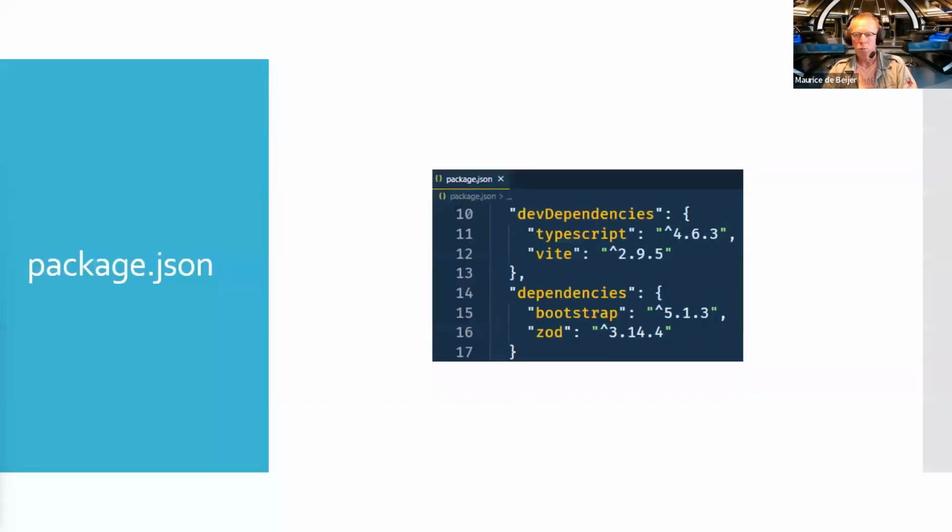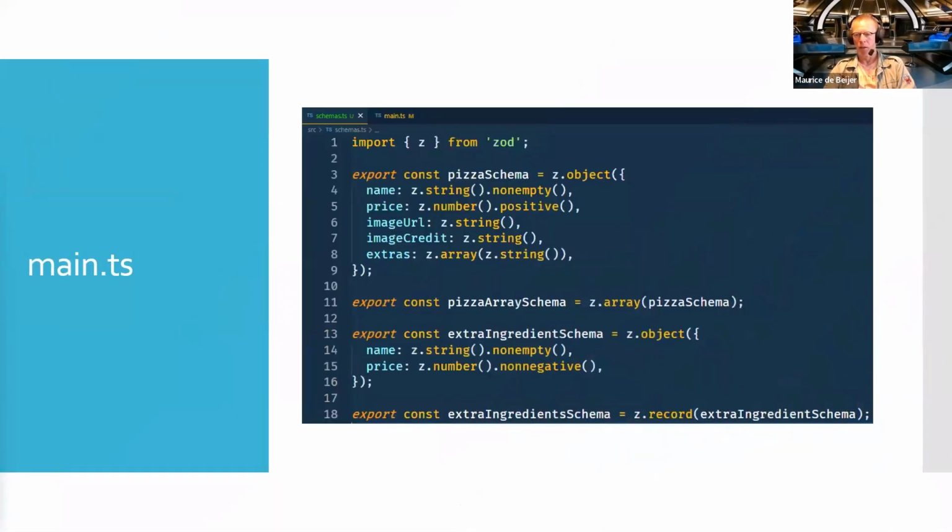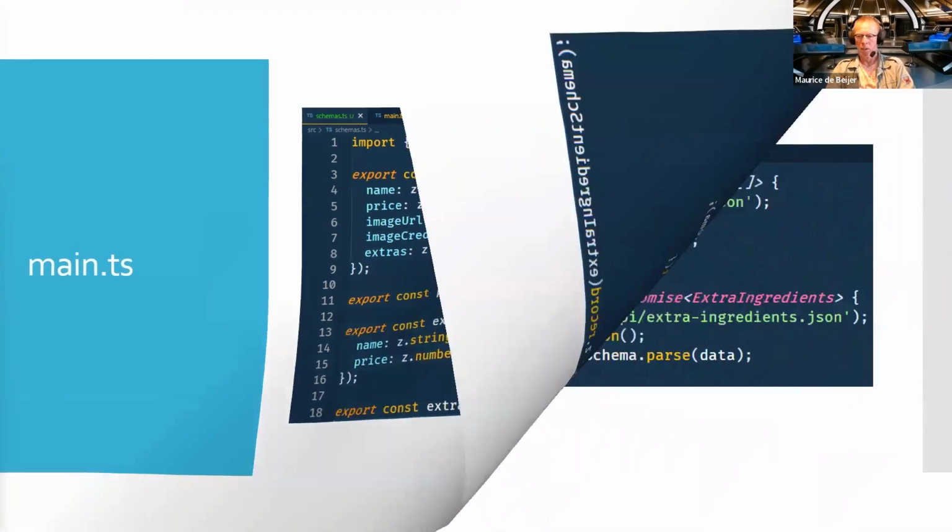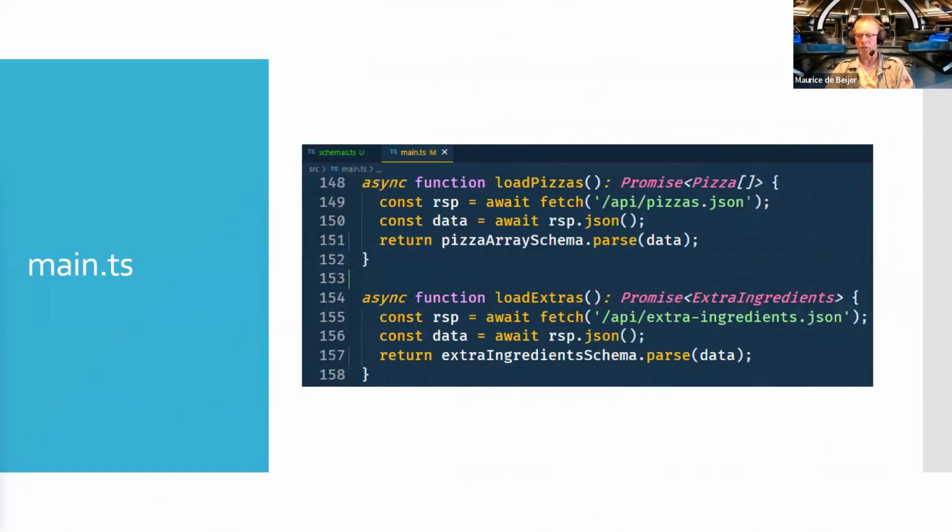So where were my slides there? So I added Zod. I didn't install it. If you did the npm install on the main branch, then Zod was already in there, so you can start using it right away. I added those schemas. I created schema.ts and added schemas for the pizza array, extra ingredient, and the extra ingredients, like that. And then I updated those 2 load functions to run that parse function to validate the data.